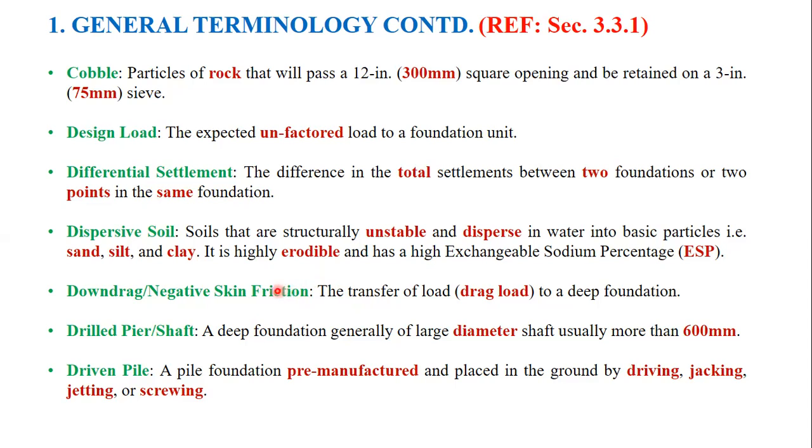Or for a simple example, top layer soft soil, bottom layer hard, then negative skin friction occurs in the top layer of soft soil. And if it is clay and very soft, then the probability of negative skin friction is very high. This transfers drag load to the deep foundation and drilled pier or shaft. It is very common in the design of foundation elements when the diameter is larger than 600 millimeter. In recent projects in Bangladesh, flyover or metro projects, we see pile diameters greater than 600 millimeter.